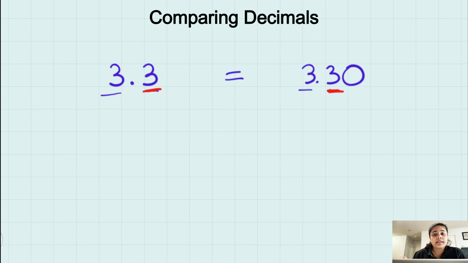Now let's see the next place value. At hundredths, it's a 0. But here there is no number. So when there is a 0 at the end after the decimal, not before the decimal, after the decimal, it has no value. Just like 0.3 is equal to 0.30. Similarly, 3.3 is equal to 3.30.